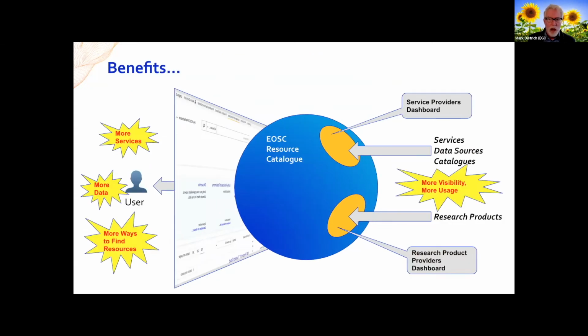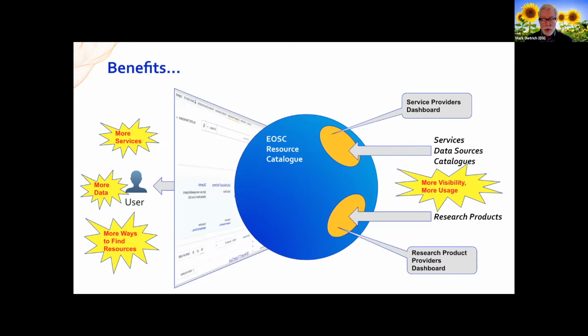What are the benefits of having a resource catalog? What are the benefits of creating this kind of structure? From a provider standpoint, it gives you the ability to have greater visibility for your services and your research products, and therefore more usage. So if your objective is to have more researchers using the service that you have created, then the EOSC resource catalog, putting that service into that resource catalog and exposing it through the portal, is going to be the way that you achieve that objective. So that's our mechanism for doing that.